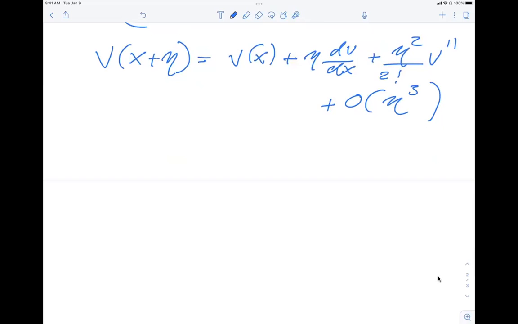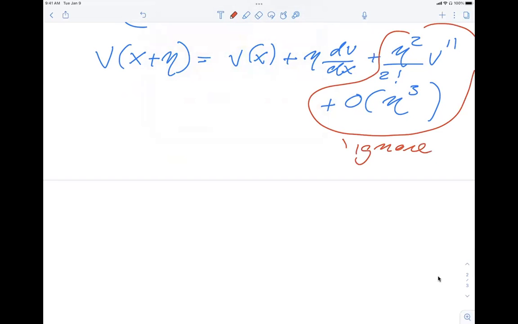Okay, so what we are going to do then is that we will ignore these higher order terms in eta. So we ignore these, and then we look at the changes to first order. So this is the basis for variational calculus. We are assuming now that the higher order terms can be neglected. So we are just going to look at the change to first order in eta.